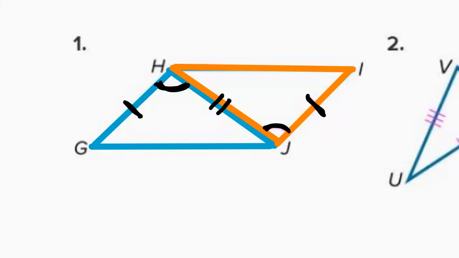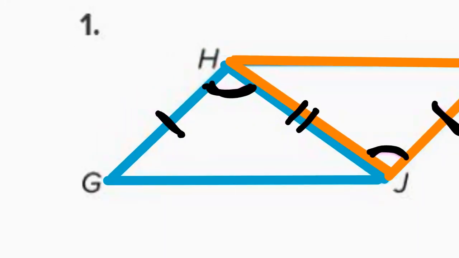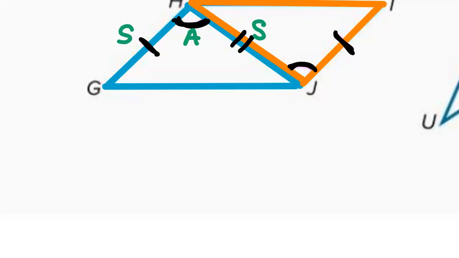Now how many corresponding congruent parts do I have between the 2 triangles? I've got 3 pieces. Which 3 pieces do I have? Do I have side, side, side? Do I have side, angle, side? Do I have angle, side, angle? Which one of these do I have? Side, angle, side. Here's a side that's congruent, and then an angle, and then another side. So my congruence criteria here would be side, angle, side.